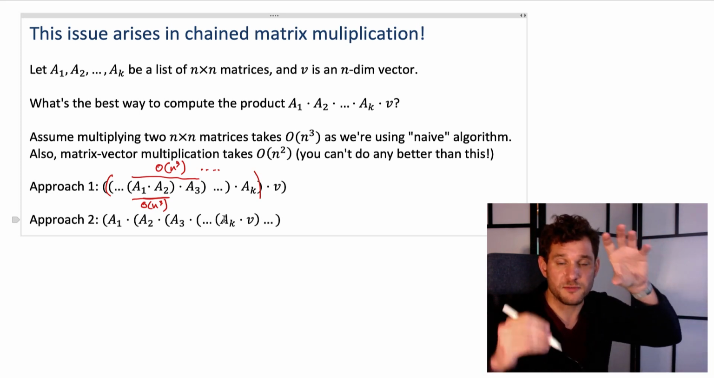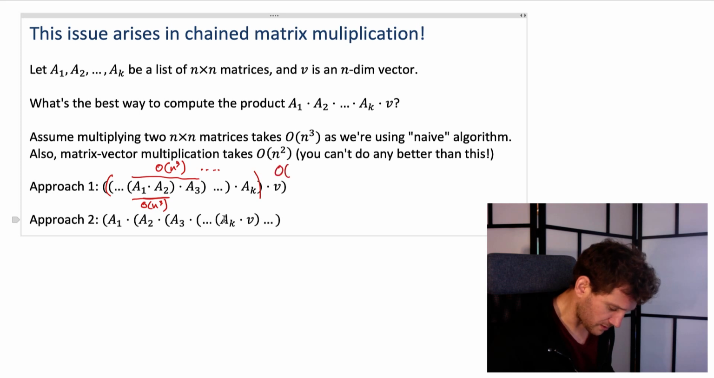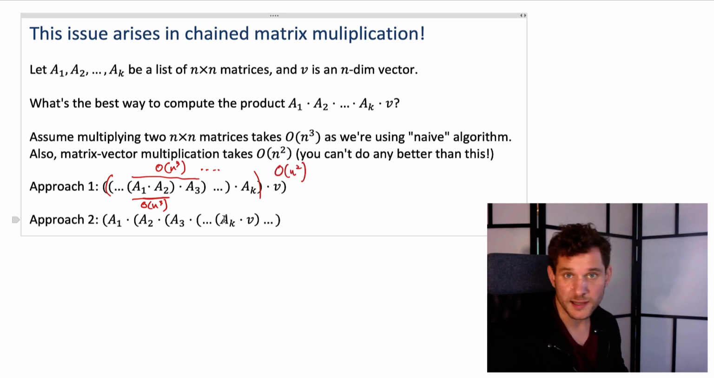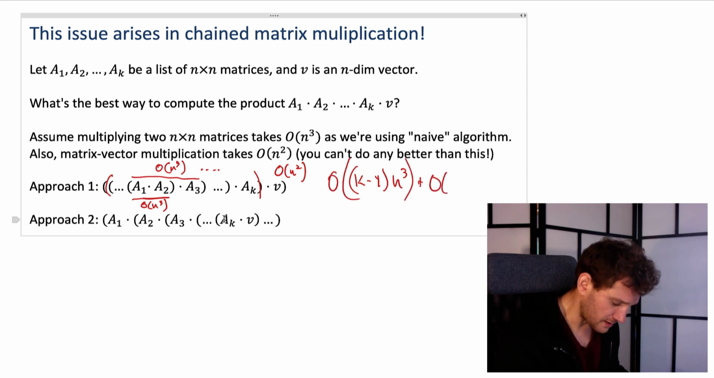A matrix vector multiplication takes on the order of n squared. So in the end, you end up getting O of n squared. But in total, you had to do k minus 1 matrix multiplications first. So you end up getting k minus 1 times n cubed plus something on the order of n squared. In total, this is all on the order of k times n cubed.